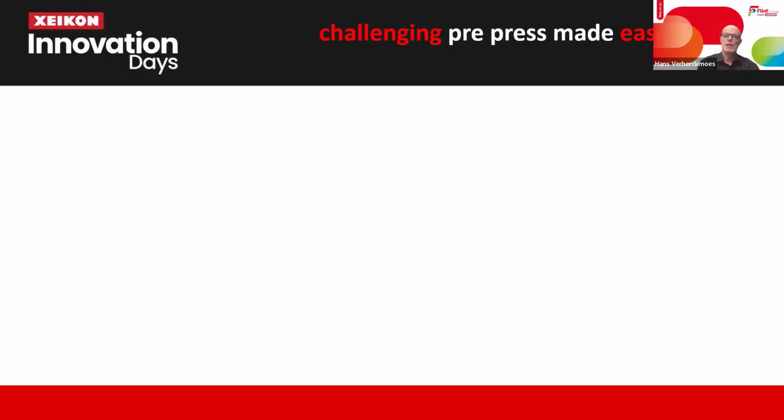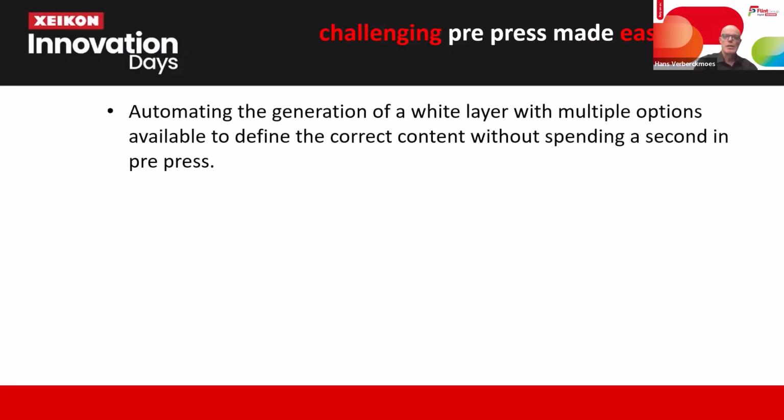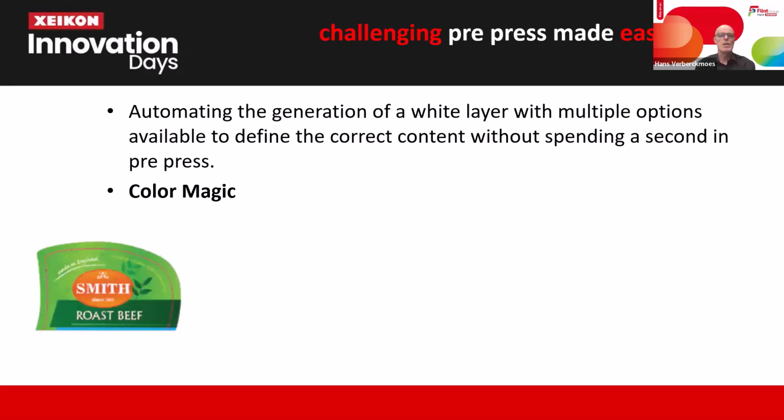The first one to save a lot of time in pre-press is, let's say you are a web-to-print printer, so you get a lot of files in, and we have this tool called Color Magic. Let's say you receive an image, it's a JPEG, 300 dpi, so it's well suited for printing, but it's an RGB file. So our system will convert it to CMYK, but still then you don't have your white layer.